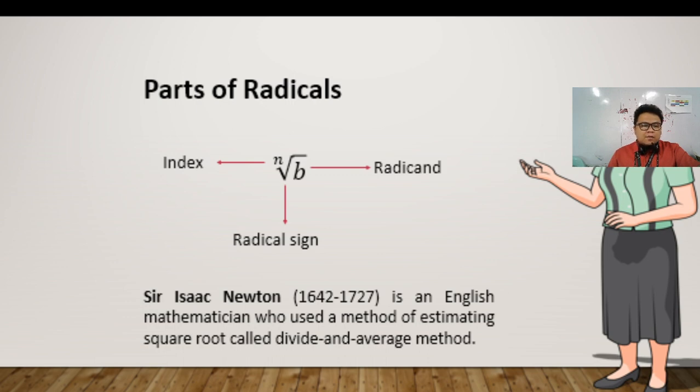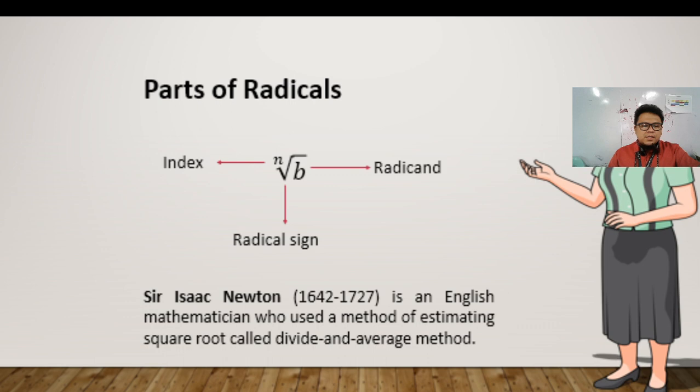But if there is a number written here, for example, instead of n, we write 3, that means that this is not a square root. This is a cube root, since the value of the index is 3. So an index of 3 means cube root.